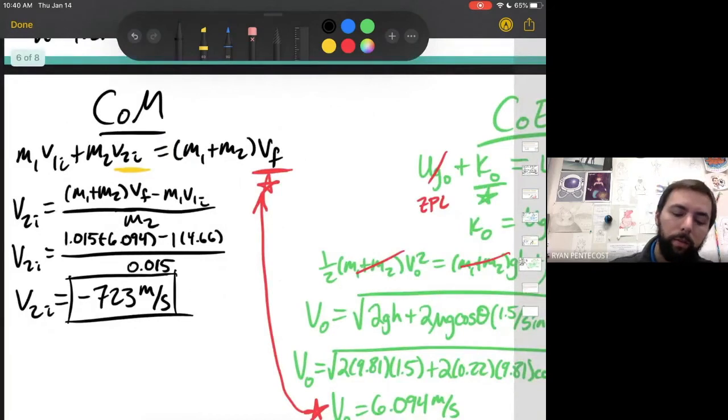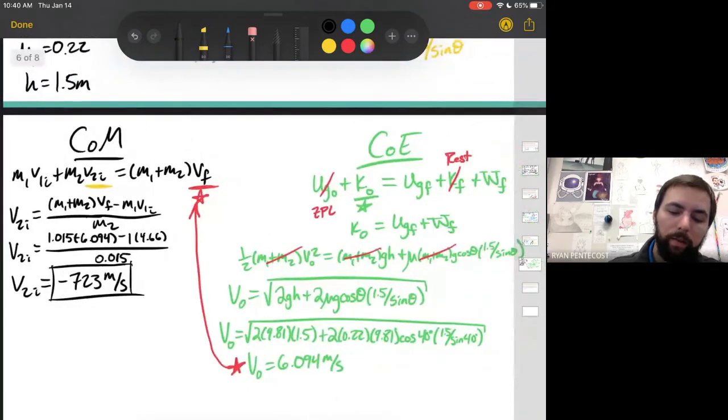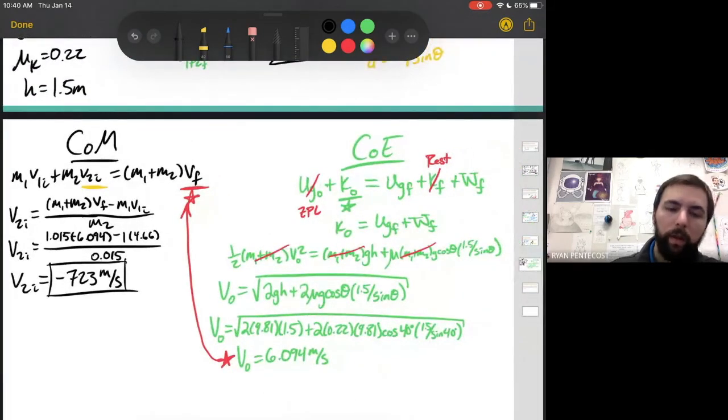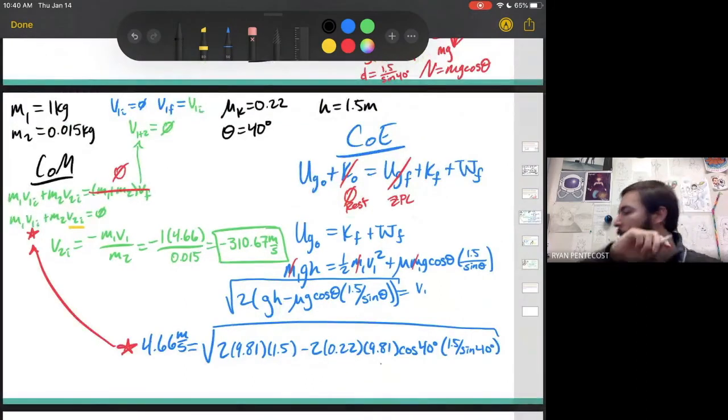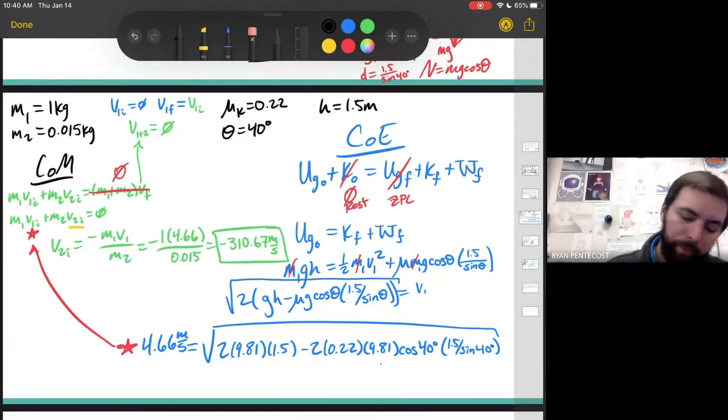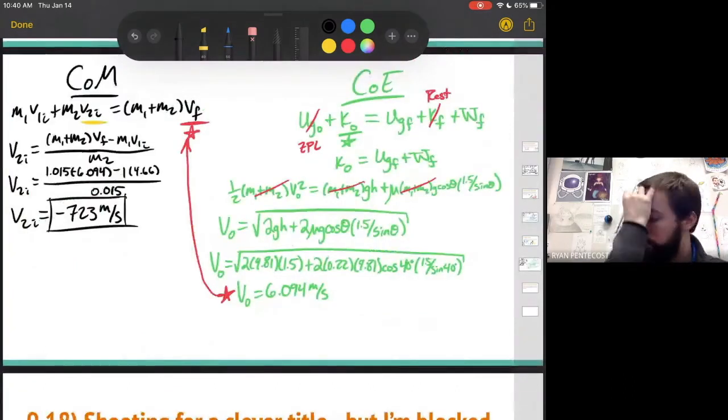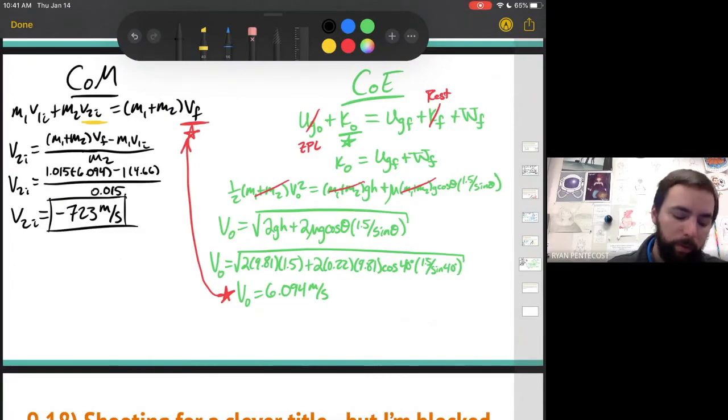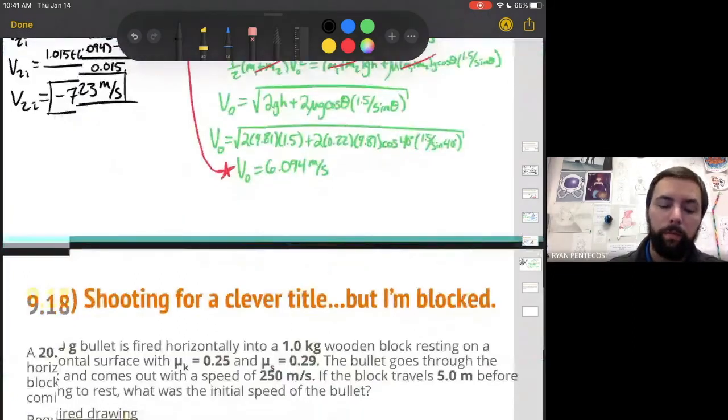It also asks you to compare the speeds from these two scenarios. So you've got negative 723 to push the block all the way up, and then you've got approximately 311 to stop the bullet where it's sitting still. So you have over double the velocity of the bullet if you want to push it back up to its original point. A much bigger difference. It's not just double.